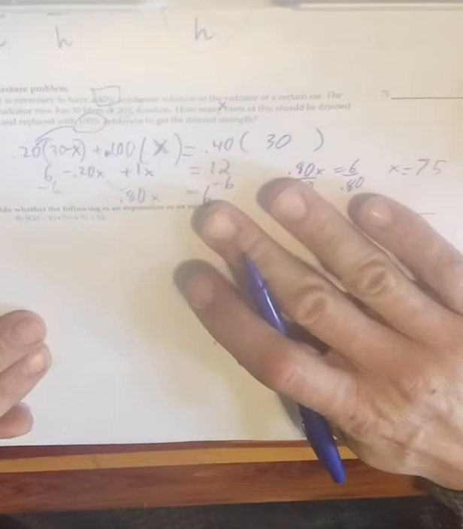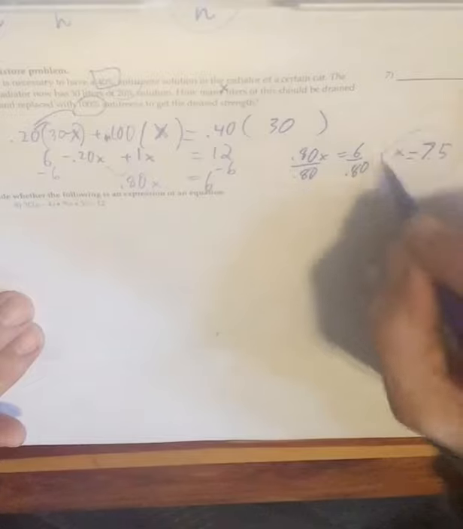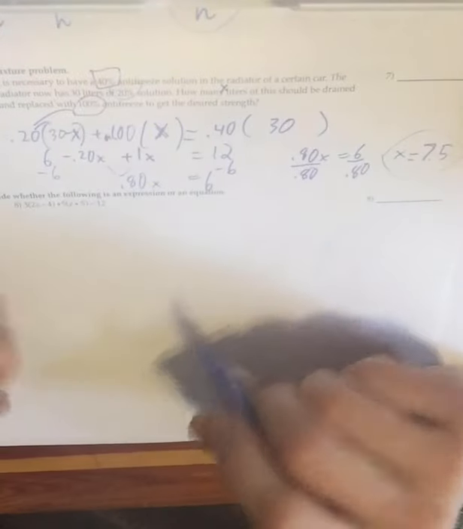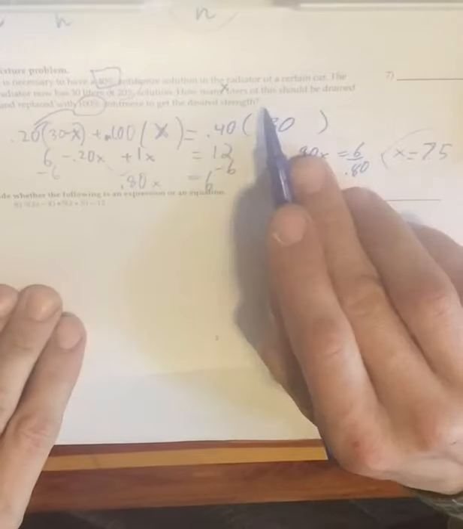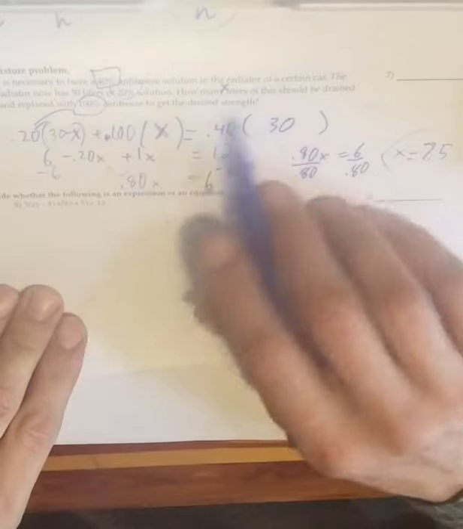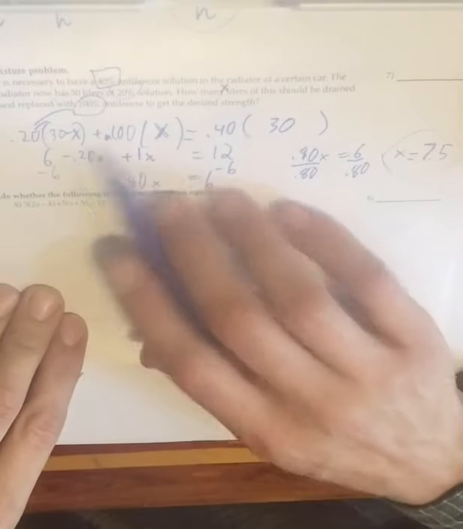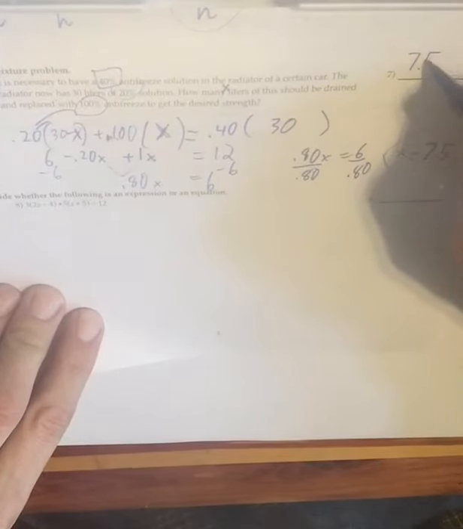So the answer to the question, now with the word problem, you always got to think you got the answer, the solution to your equation. But what's the answer to the question up here? How many liters of this should be drained and replaced with this to get the desired strength? So how many liters were drained and replaced? Well, that is the x value. That is the liters of it. So my answer would be 7.5 liters.